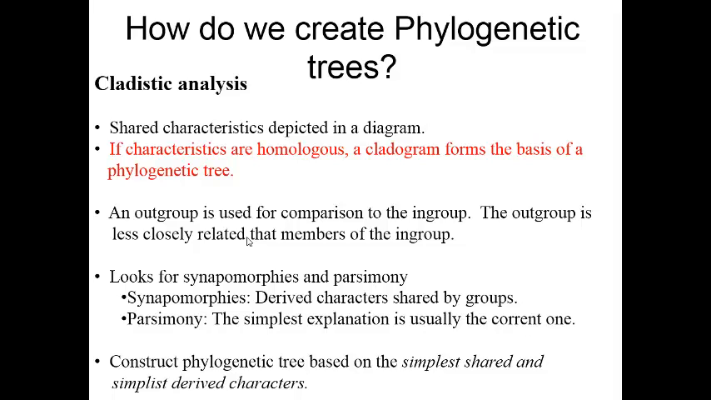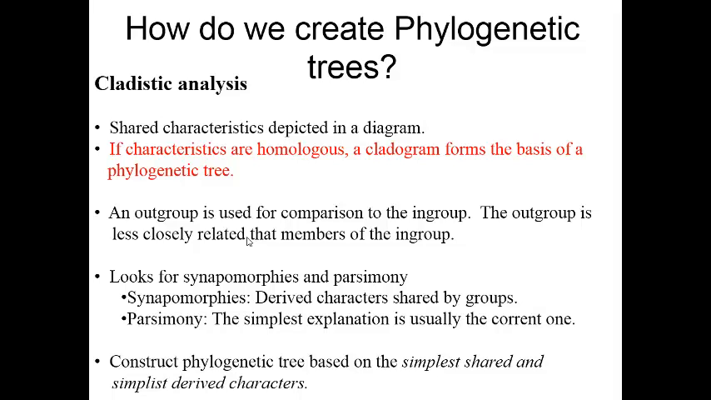To generate a cladogram, we're going to look for synapomorphies and parsimony. Synapomorphies are characters shared by groups, so they're homologies. To generate the cladogram, we're going to use the law of parsimony, which means that the simplest explanation is usually the correct one. This could also be called Occam's razor.